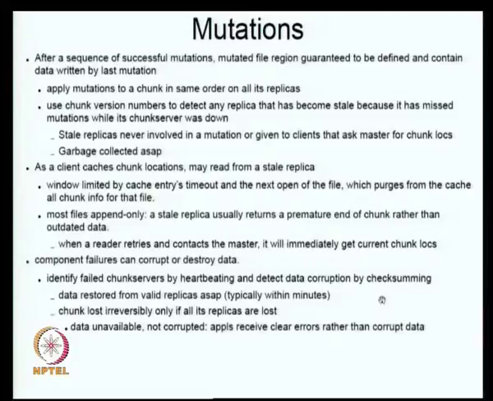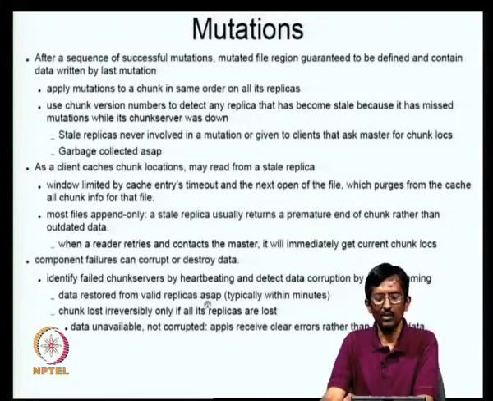So, every 64 megabytes has a checksum and it has to match. When you read it, it has to match, otherwise you know that something is wrong. Again, if there are any invalid replicas, you need to restore them, and that typically, I am told, happens in 10 minutes. The only way you lose something is if all the replicas are lost.